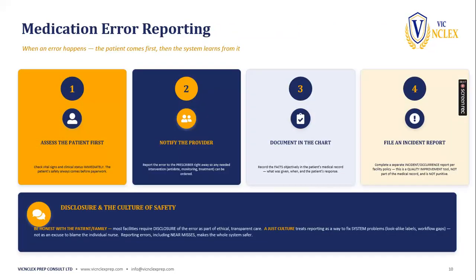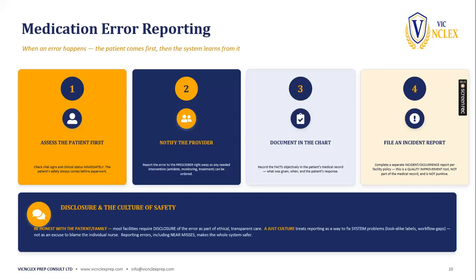Now let's look at medication error reporting. What happens when an error occurs in a patient? When you're administering medication and something happens, your patient comes first too. Take note of that. When I'm administering medication to Mr. John and I made a mistake, I gave an overdose, these are errors, something happened during that medication administration. My patient comes first. Remember Vic-NCLEX safety, right? My patient comes first, then the system learns from it.